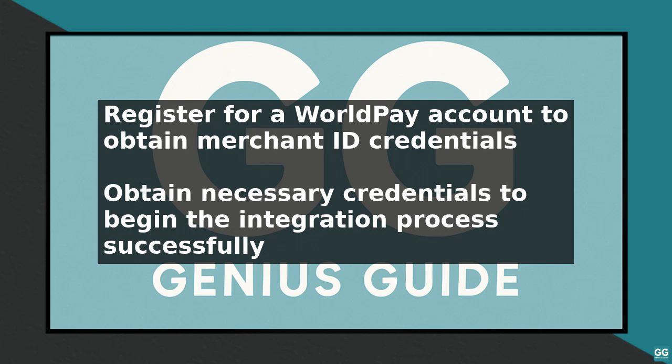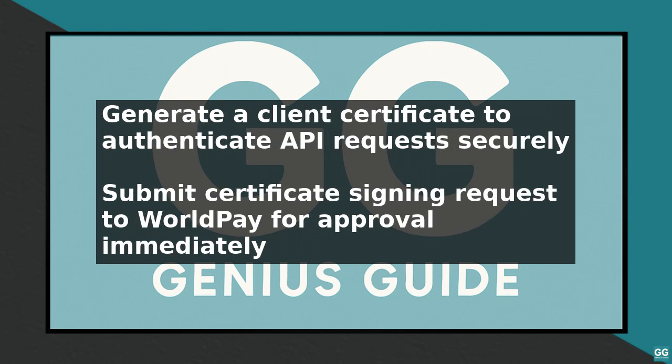The first step is to generate a client certificate, which is used to authenticate your API requests. You can do this by generating a certificate signing request and then submitting it to WorldPay for approval. Next, you need to set up your development environment. This includes installing the necessary software and libraries, such as Java or .NET, and configuring your IDE.